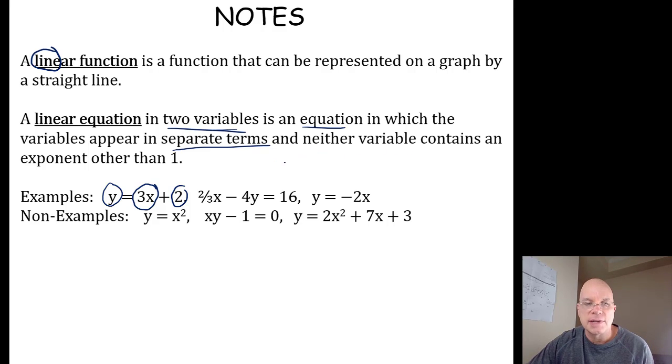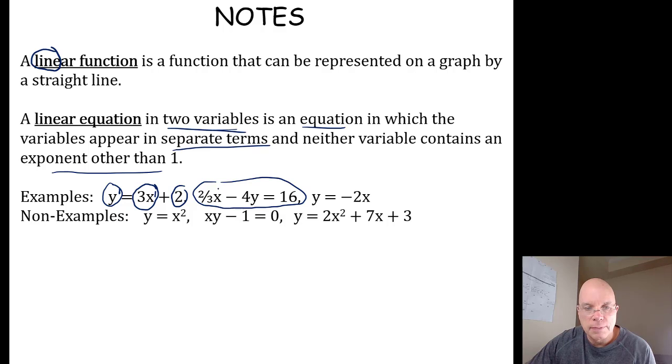And neither variable contains an exponent other than 1. When I see y, that's not y squared or y cubed, it's y to the first power. There's just not usually a 1 written there because that's the default. x is x to the first power. So as long as the exponents are 1 and you've got two variables in separate terms, it's going to graph like a line.